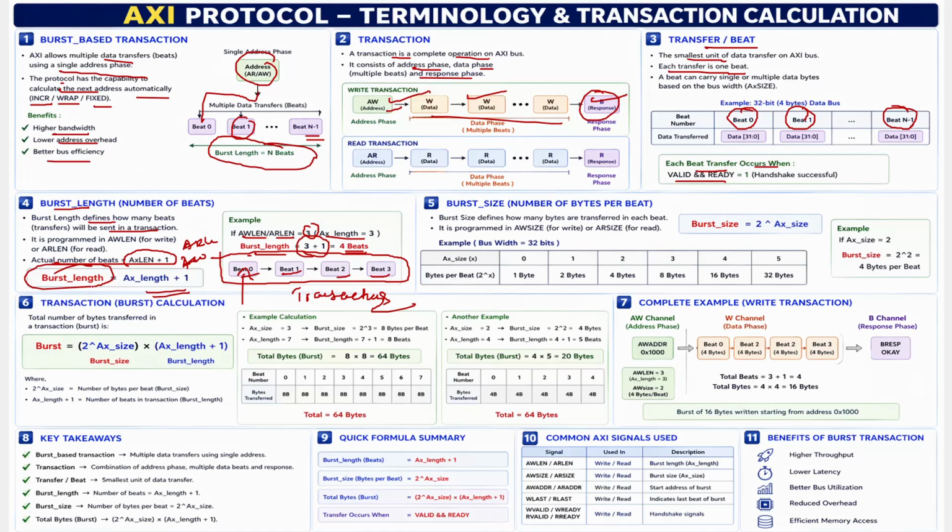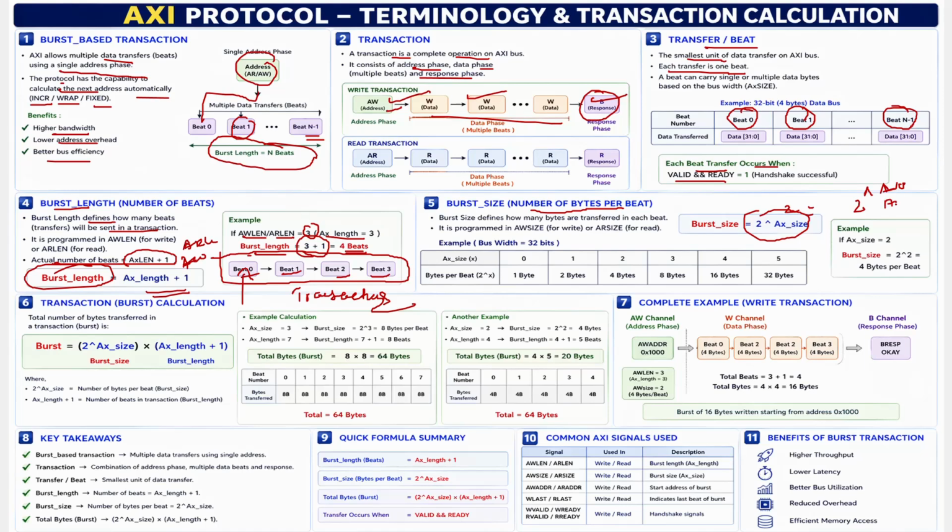Okay, these calculations are important. And then burst size is the number of bytes per beat. For one beat, how many bytes are you transferring? See, for this beat 0 you are sending, suppose your size is 2. Then the burst size is 2 power AX size. 2 power AX size means 2 power AW size.